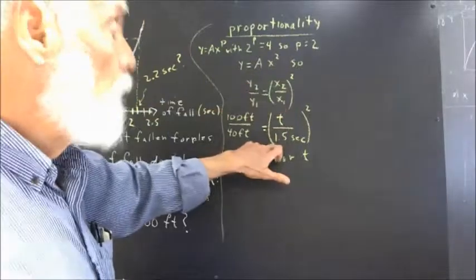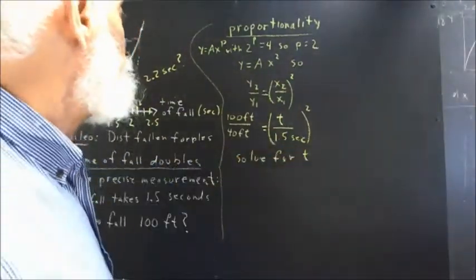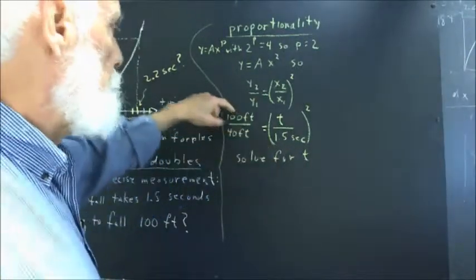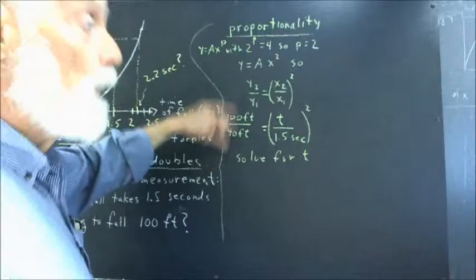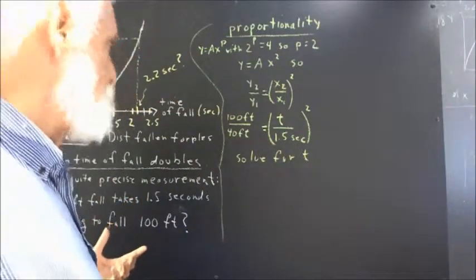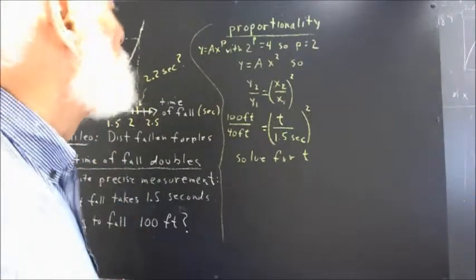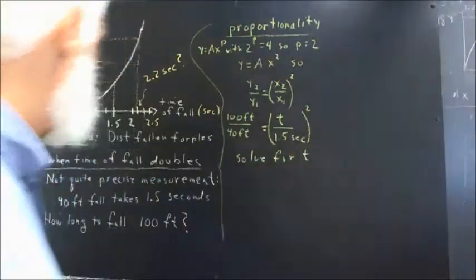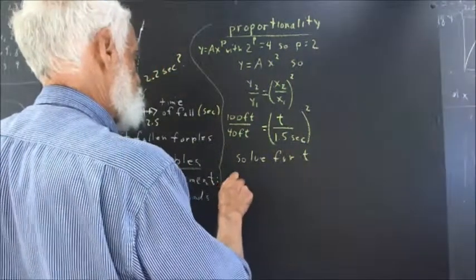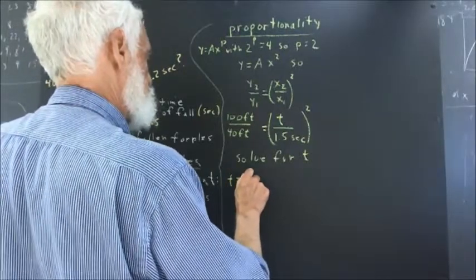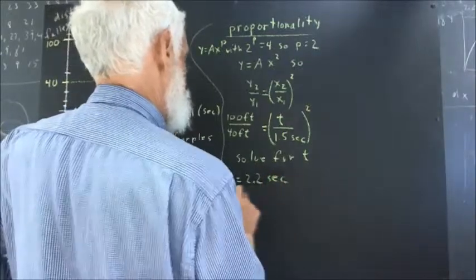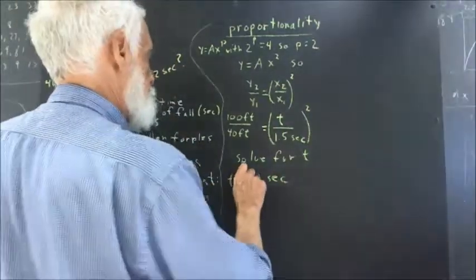We get t squared over 2.25 seconds squared, and that's multiplied by the 2.25. That's multiplied by the 100 feet over 40 feet, which is 2.5. 2.5 multiplied by 2.25 is approximately 6. So the t is going to be approximately the square root of 6, which is 2.2. So t is approximately 2.2 seconds.